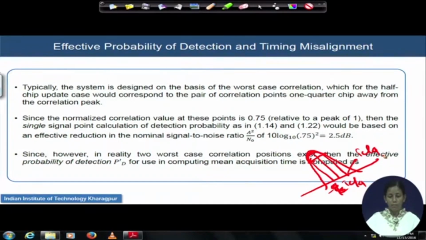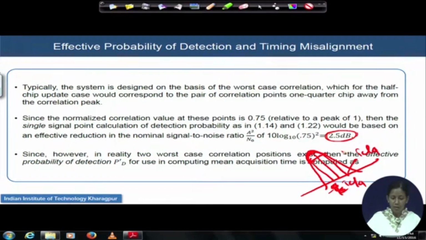Over this chip duration you are really not getting the peak value of the autocorrelation function, you are getting actually 75% of it. So if we substitute 75% of the peak value of the autocorrelated output, the value of the square is not 1 here, it is only 0.75, and hence you will get a loss in the SNR of 2.5 dB. So the detection probability will definitely be affected by a redefined signal to noise ratio.